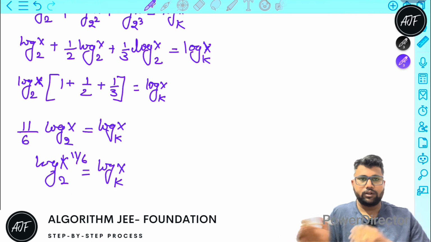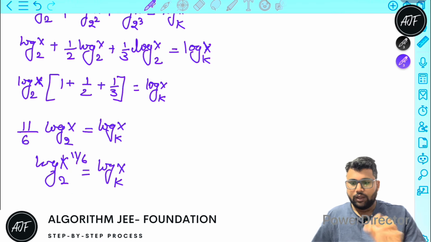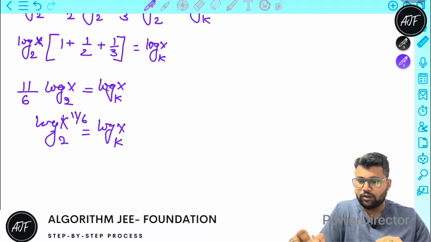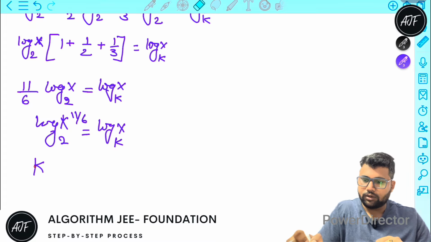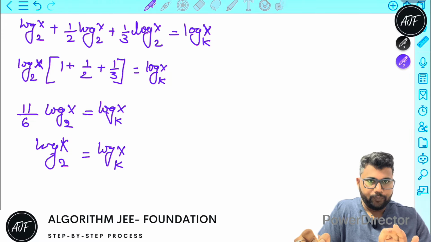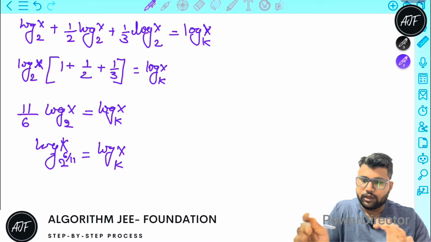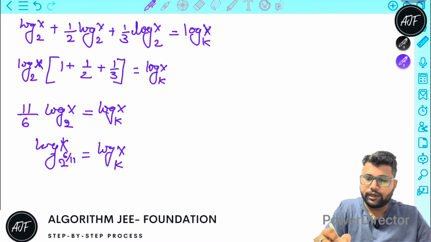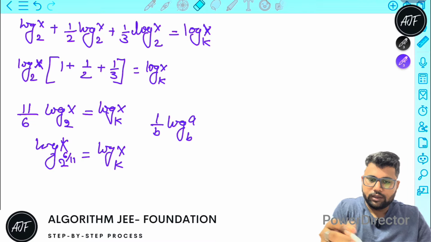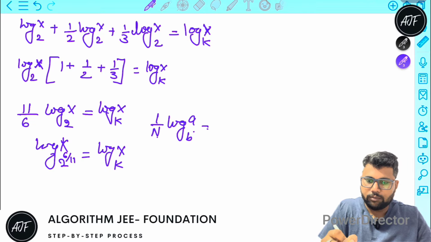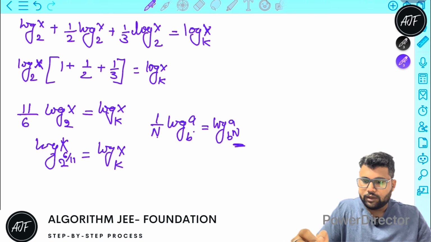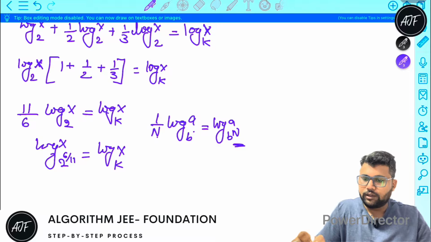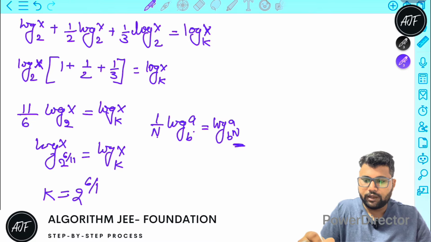If you take anti-log on both sides, then k is equal to 2 power 6 by 11, because it is the reverse form, 1 upon b. Now see, 1 upon n log a base b is log a base b power n, so use this property for the power shifting. After that, if you compare, then k is equal to 2 power 6 by 11.